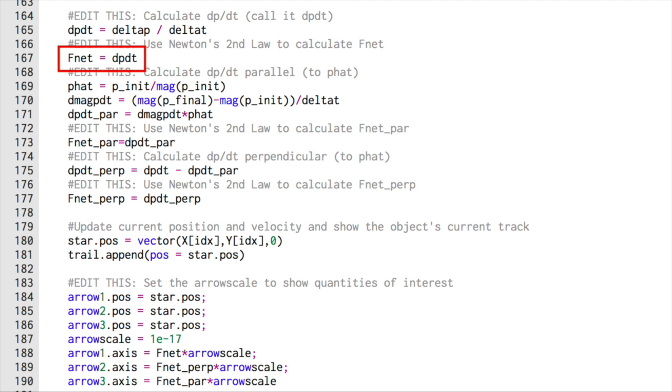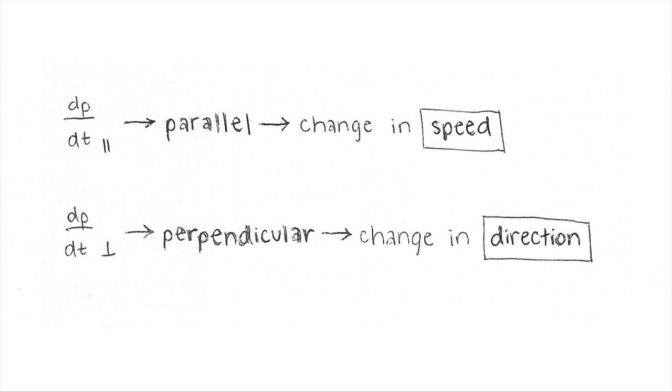Then we find that Fnet equals dp/dt. This is based on the momentum principle, or Newton's second law. We can use this principle to find the parallel and perpendicular components of the force, and thus the parallel and perpendicular components of the change in momentum. The parallel component describes the change in speed of the star, while the perpendicular component describes the change in direction of the star. According to Newton's second law, the parallel component of the net force is equal to the parallel component of the change in momentum.